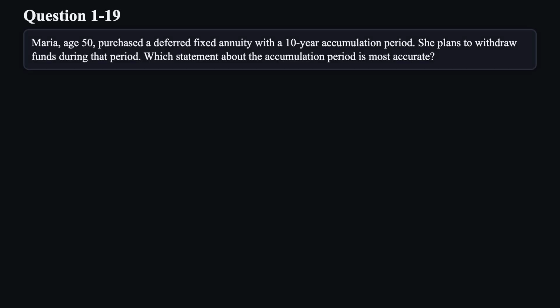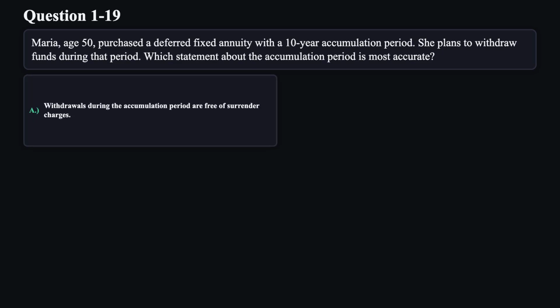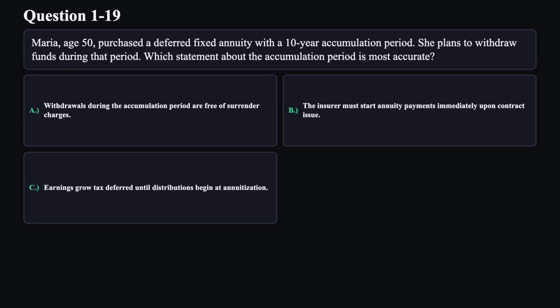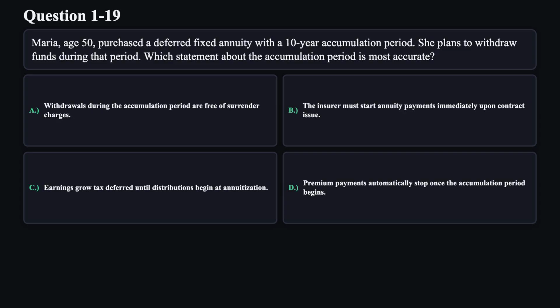Question 19. Maria, age 50, purchased a deferred fixed annuity with a 10-year accumulation period. She plans to withdraw funds during that period. Which statement about the accumulation period is most accurate? A. Withdrawals during the accumulation period are free of surrender charges. B. The insurer must start annuity payments immediately upon contract issue. C. Earnings grow tax-deferred until distributions begin at annuitization. D. Premium payments automatically stop once the accumulation period begins.